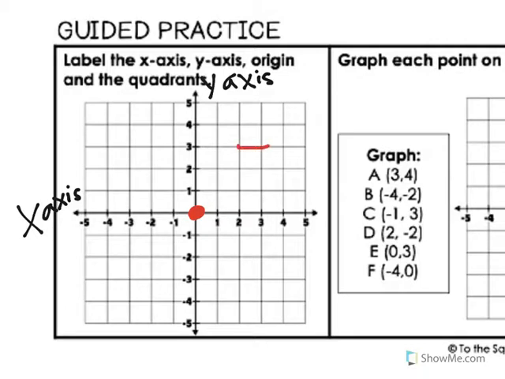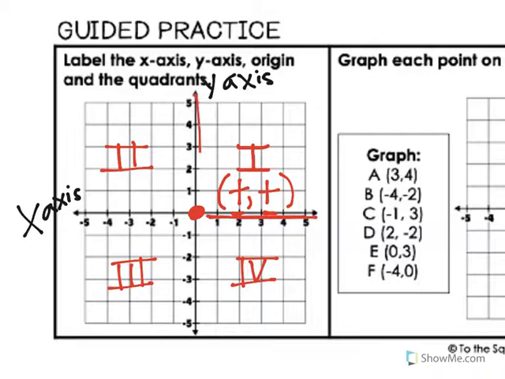Remember I said we go counterclockwise using Roman numerals. So this will be quadrant 1. This will be quadrant 2. This will be quadrant 3, and this will be quadrant 4. In quadrant 1, we have positive coordinates, a positive x and a positive y. So our x will be here and our y will be here. Our point will be in our first quadrant.